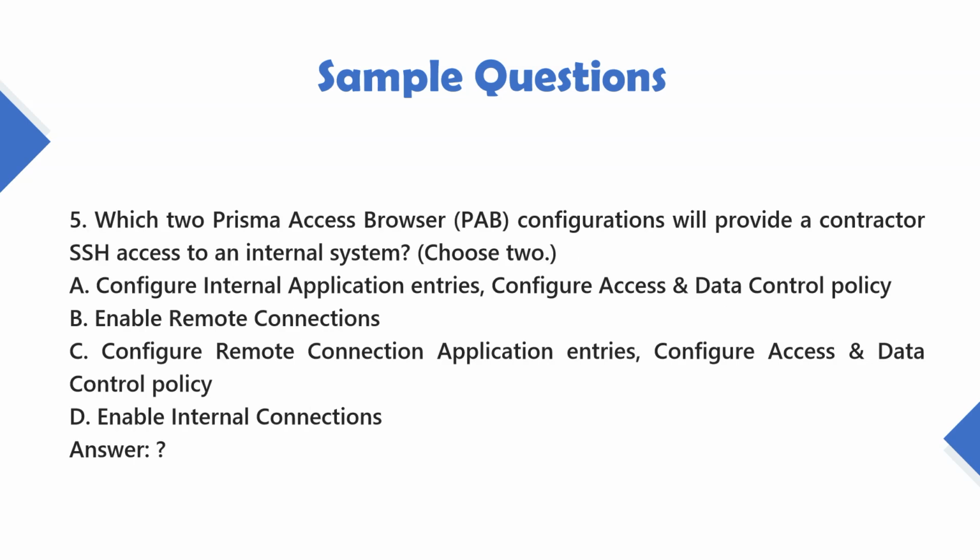5. Which two Prisma Access Browser, PAB, configurations will provide a contractor SSH access to an internal system? Choose 2. A. Configure internal application entries. Configure access and data control policy. B. Enable remote connections. C. Configure remote connection application entries. Configure access and data control policy. D. Enable internal connections.